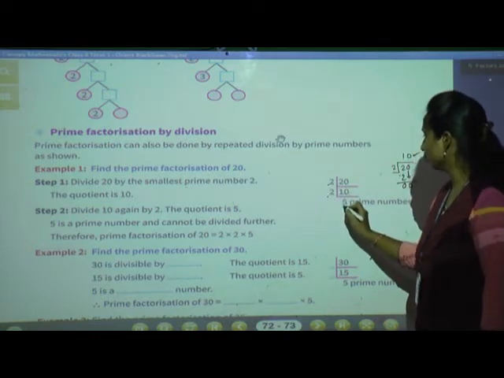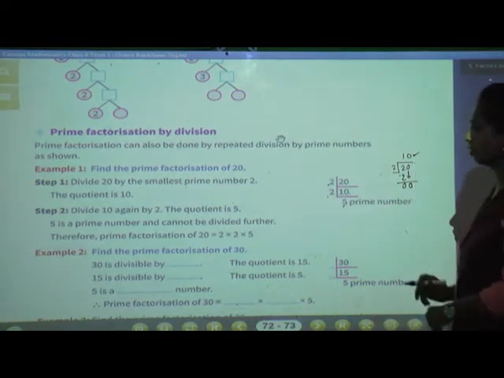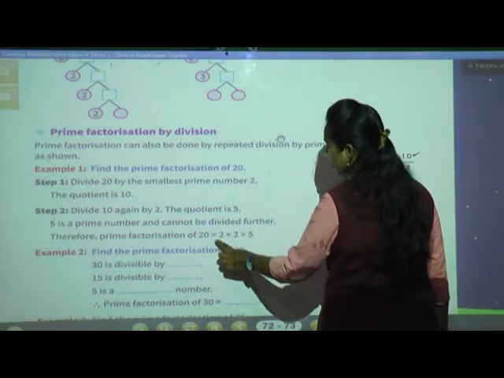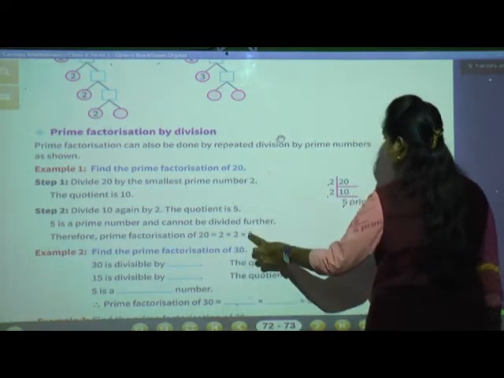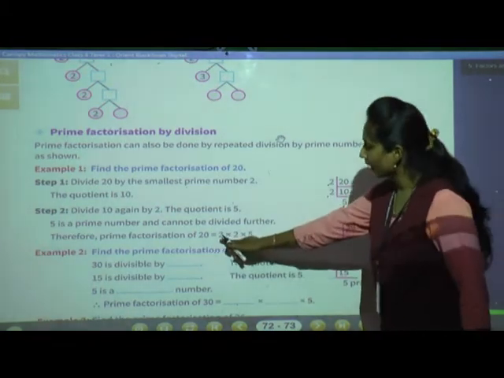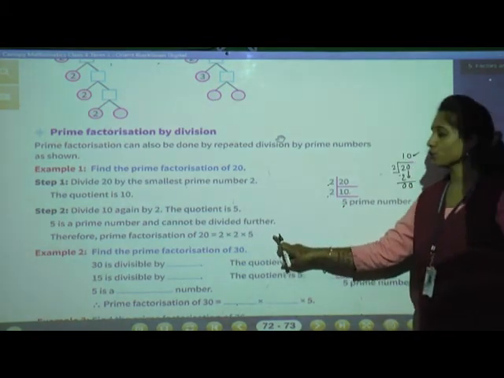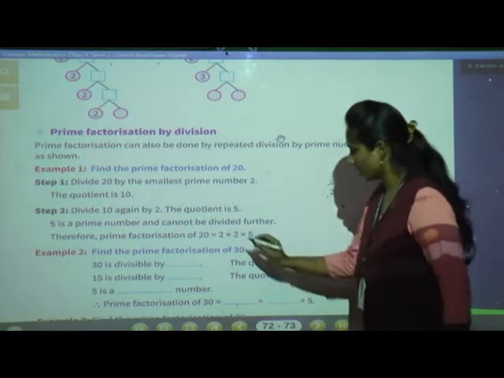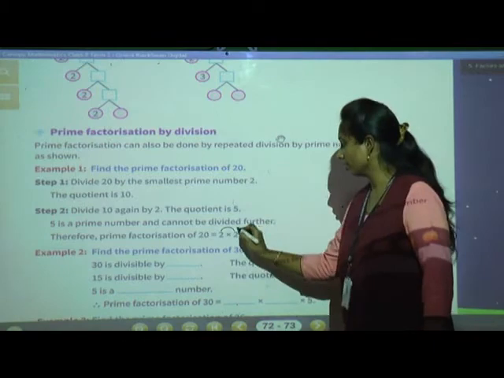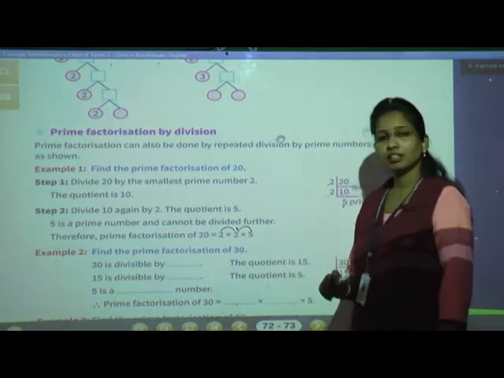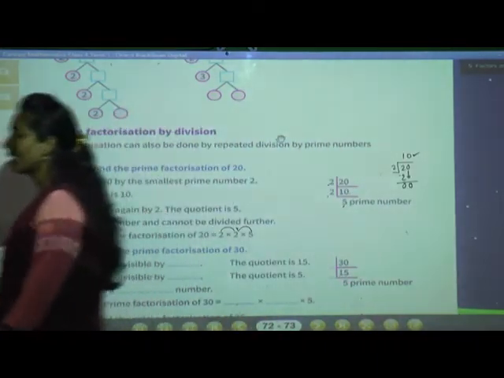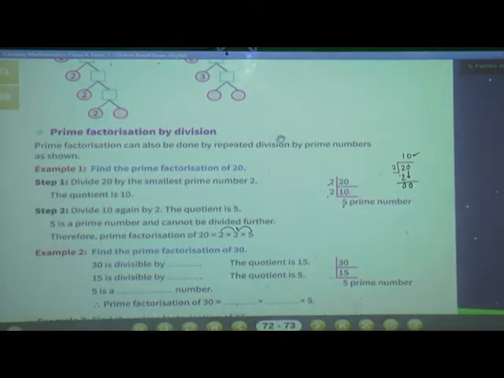See, 2, 2, 5. You have to list out the prime numbers. Now here, 20 is equal to 2 multiplied by 2 multiplied by 5. Whenever you multiply these prime numbers, you should get the same product. So that answer is correct. Shall we check? 2 2s are 4, 4 5s are 20. See here, 20. So our answer is correct. Understood? Yes. Now we will see the second example.